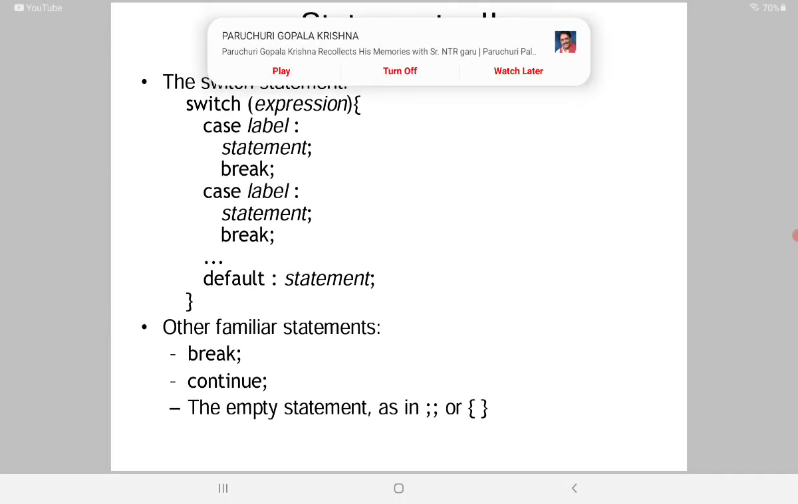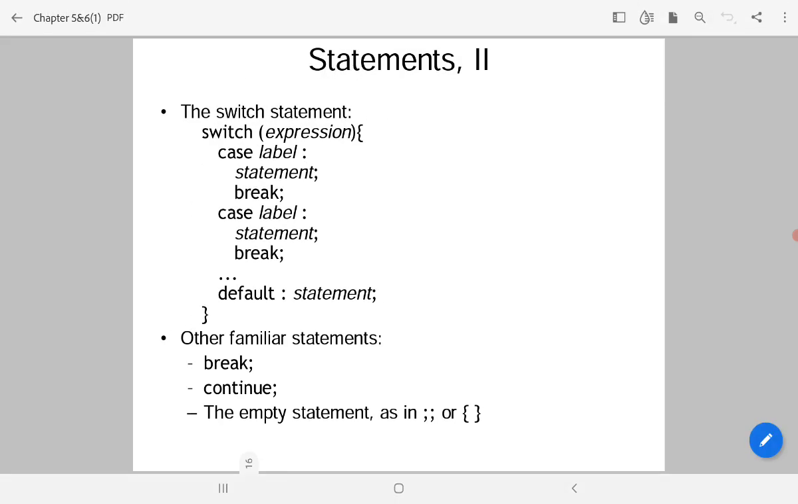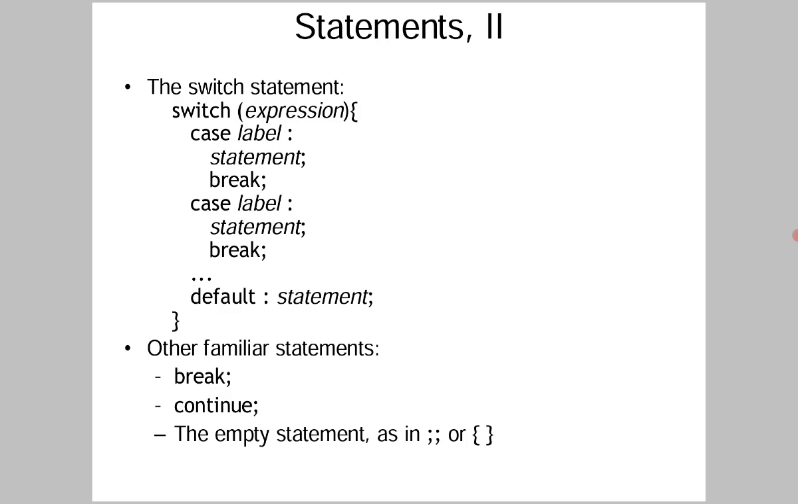The syntax is switch, within brackets an expression, value, variable or constant, and bracket open, case label colon, statement semicolon, break, case label colon, statement semicolon, break, and so on, then the default statement. Suppose the value of the given expression is 1, then statement 1 is executed; if the value is 2, then statement 2 is executed; otherwise the default statement is executed.